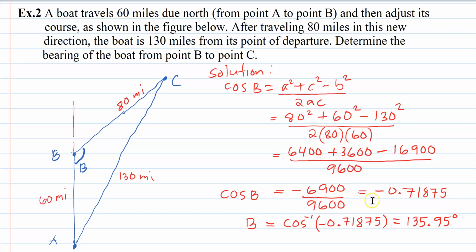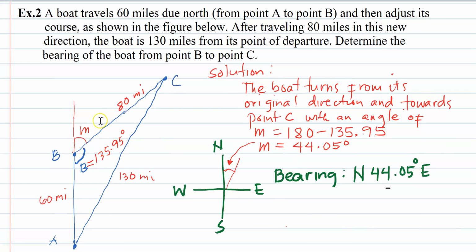So our cosine B is equal to negative 6,900 divided by 9,600, which is equal to negative 0.71875. Now, because we are looking for the measurement of angle B, then we can use B equals arc cosine of negative 0.71875, which is equal to 135.95 degrees.